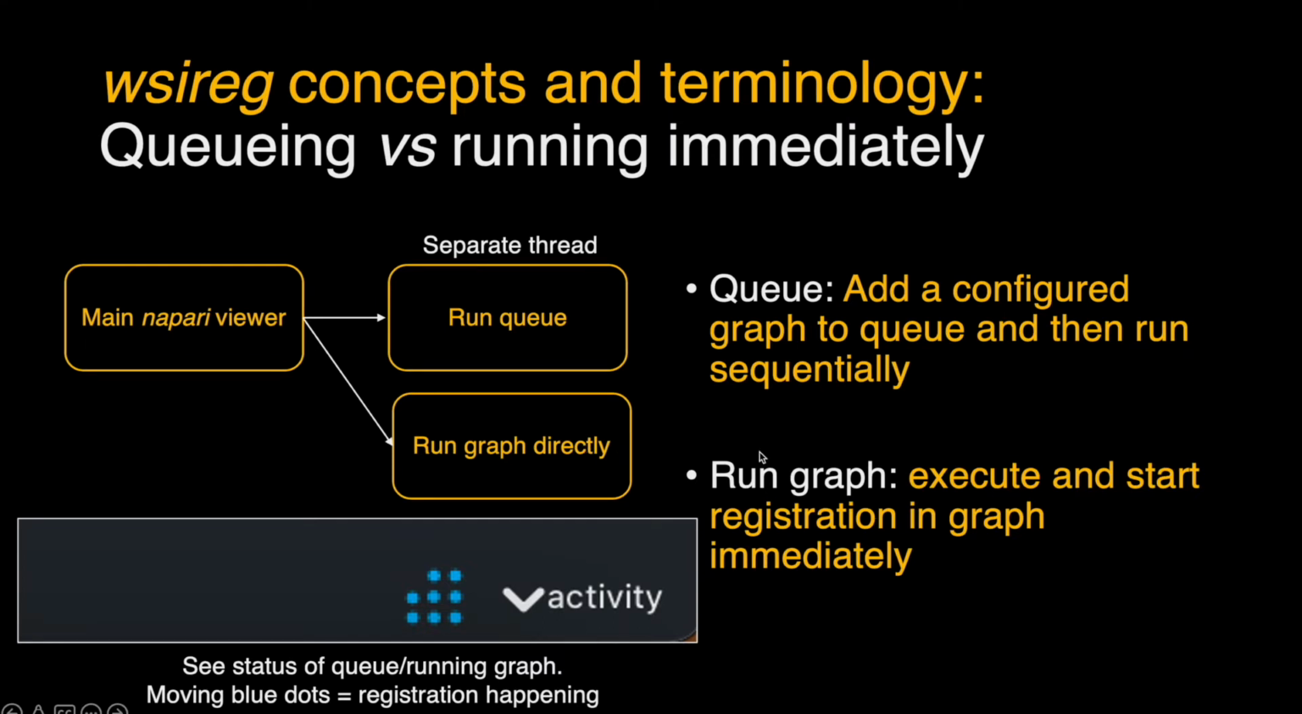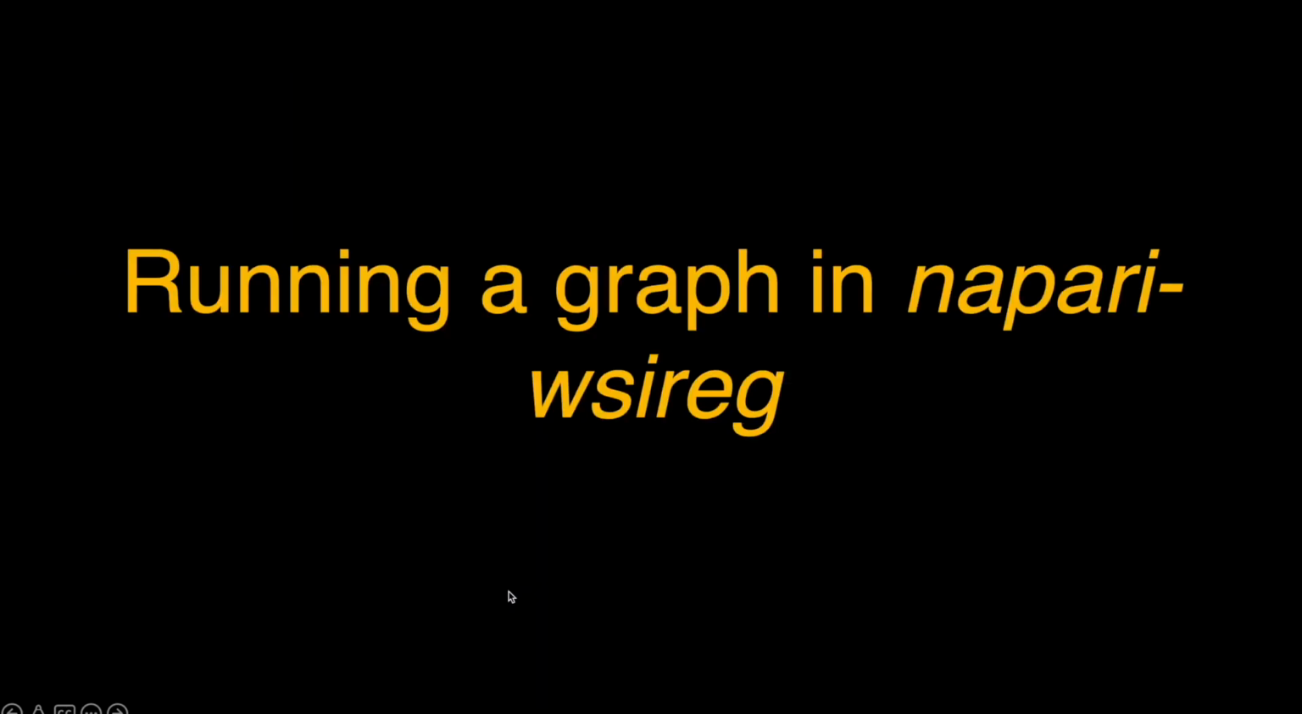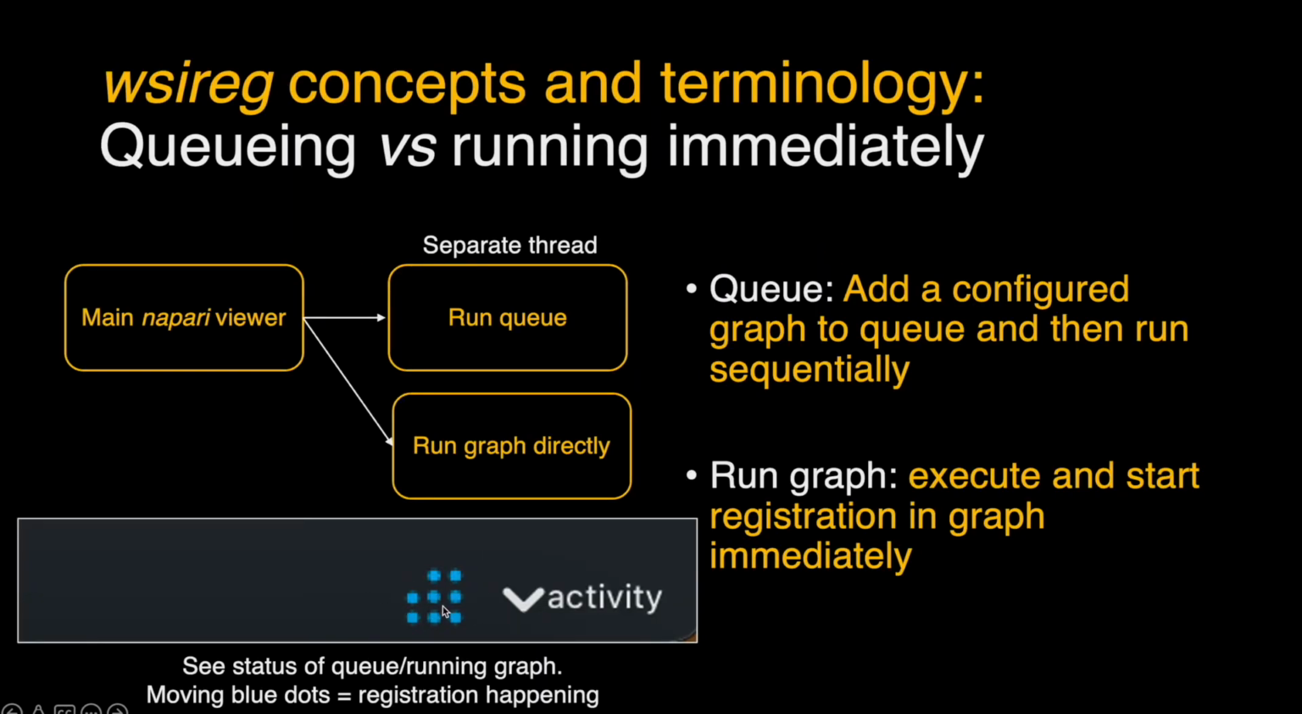The other way is to run the graph directly. This will execute and start the graph immediately. This is actually built using some threading, so when you run the graph or you're running a queue, you can still continue to set up projects in the background. You'll see in the Napari viewer that there's this activity tag here, and these little blue balls will be moving while you're running the graph. So these moving blue dots mean the registration is happening. And if you click this activity button, you can see what has been run in the queue and what hasn't been.